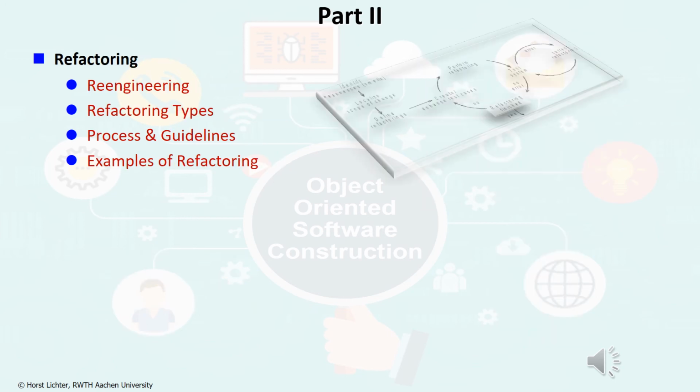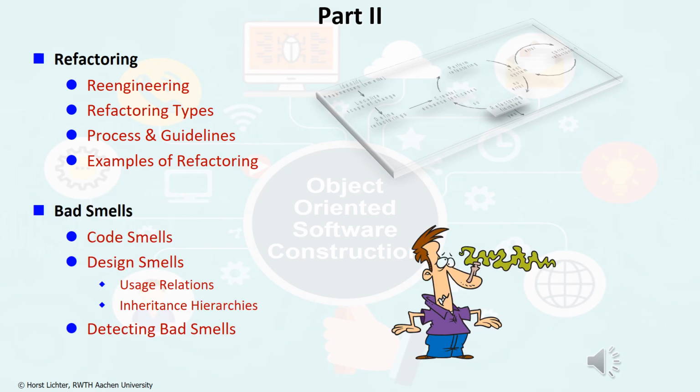The last two topics covered in this lecture are refactoring and bad smells. First, we define refactoring in the context of software re-engineering. We introduce the steps of a general refactoring process and show some commonly used examples of refactorings. Then we introduce the concepts of code and design smells in object-oriented programs. Finally, we present approaches to detect bad smells using software metrics.